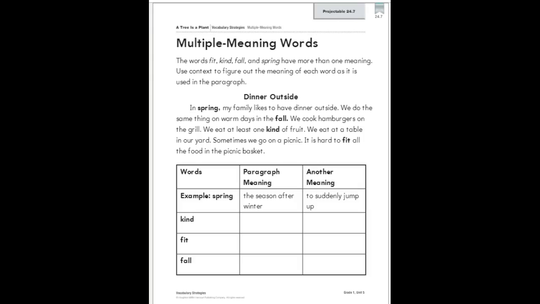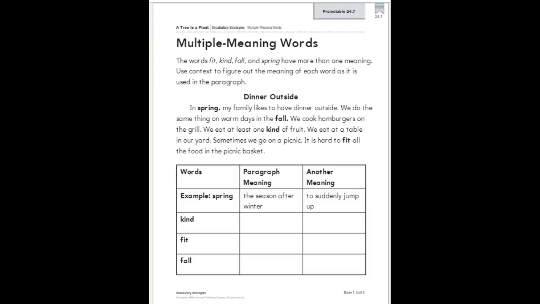The words fit, kind, fall, and spring have more than one meaning. You're going to practice using context to figure out the meaning of each word as it's used in the paragraph. Let's read Dinner Outside. In spring, my family likes to have dinner outside. We do the same thing on warm days in the fall.